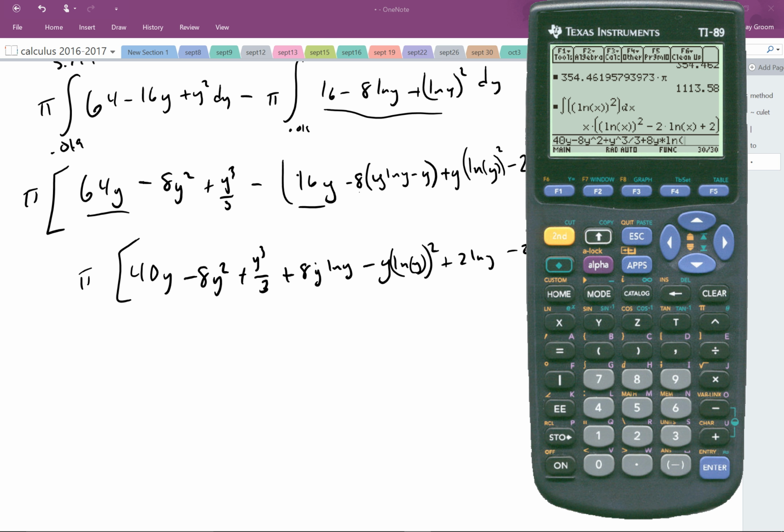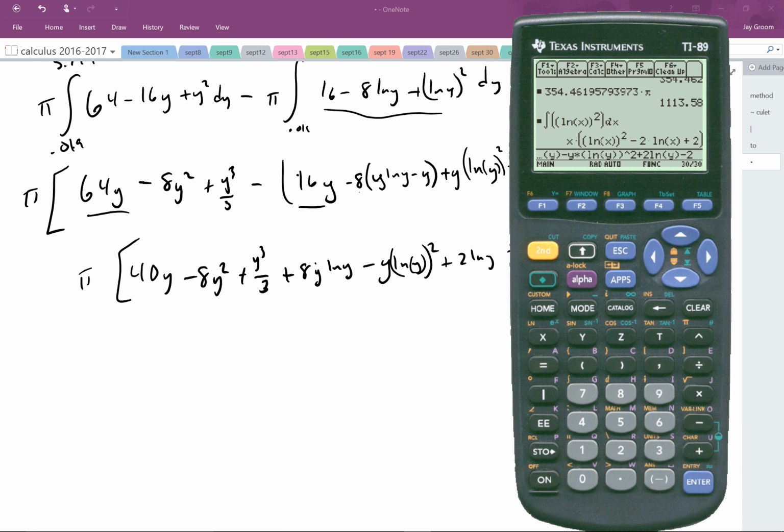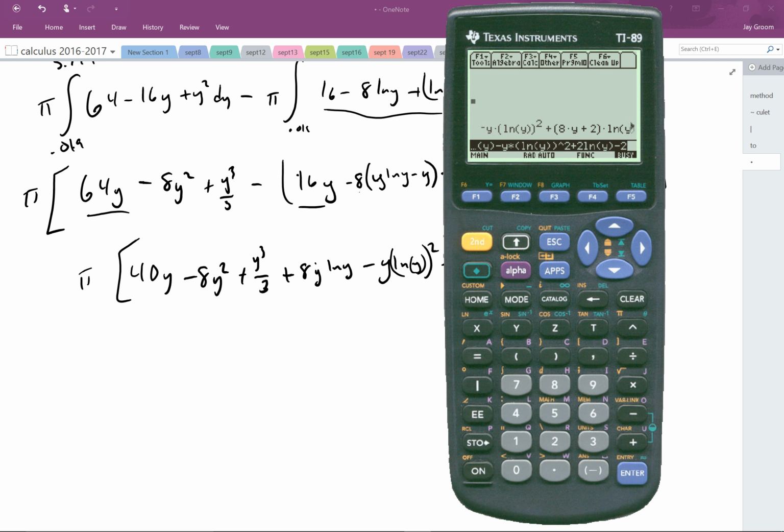Oops. If you're going to use y's, then use y's and be consistent about it. Minus y times parentheses ln of y squared, plus 2 ln y minus 2. Is that right? I think that's right.